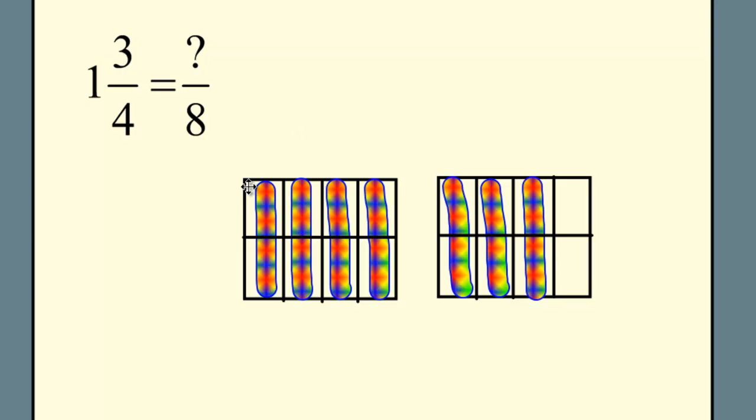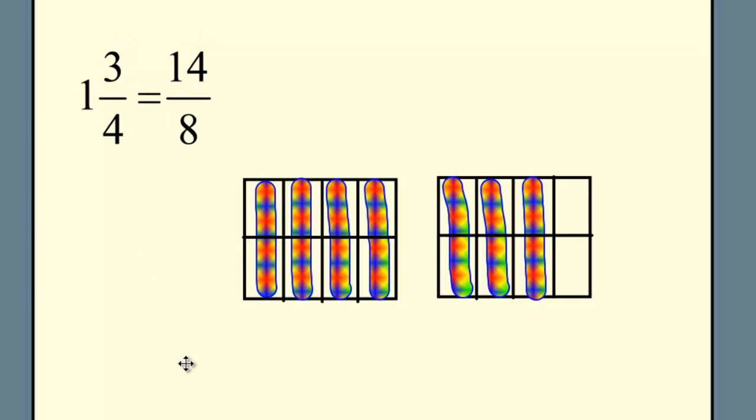And notice that I've divided each whole into 8ths. There are 8 boxes here. There are 8 in each whole here, of which 6 are colored. So how many 8ths in all do we have? 2, 4, 6, 8, 10, 12, 14. We have 14 eighths. So 1 3/4 is equivalent to 14 eighths.